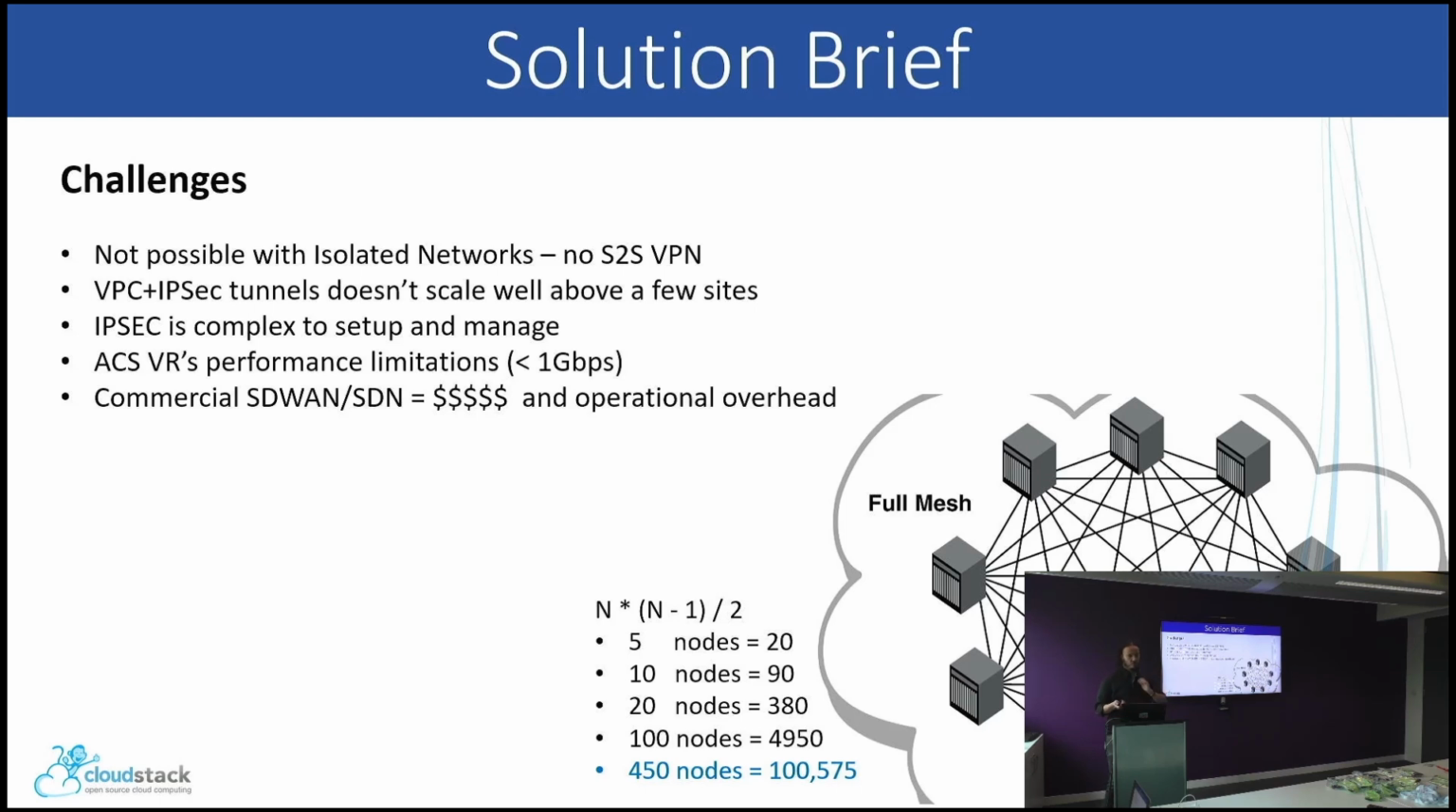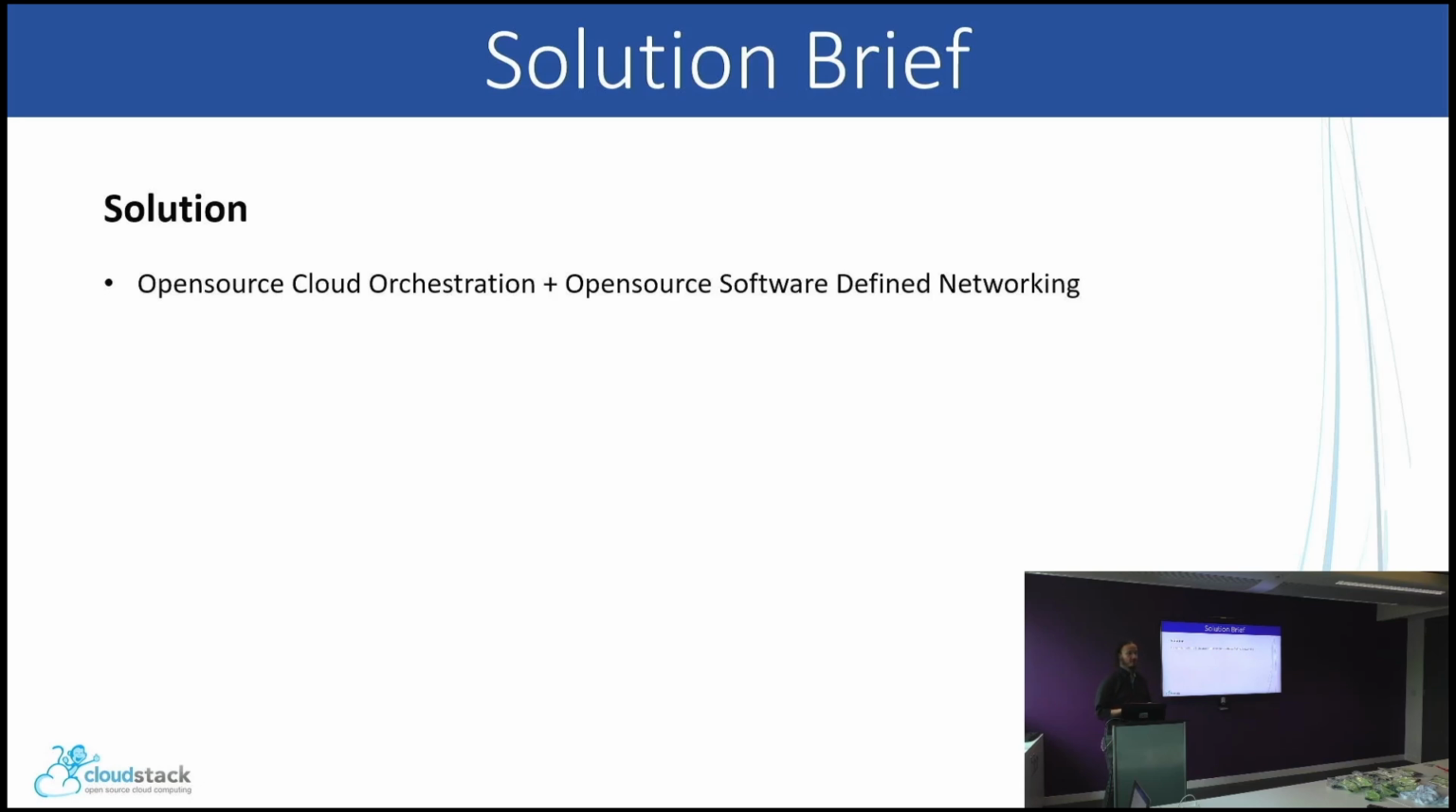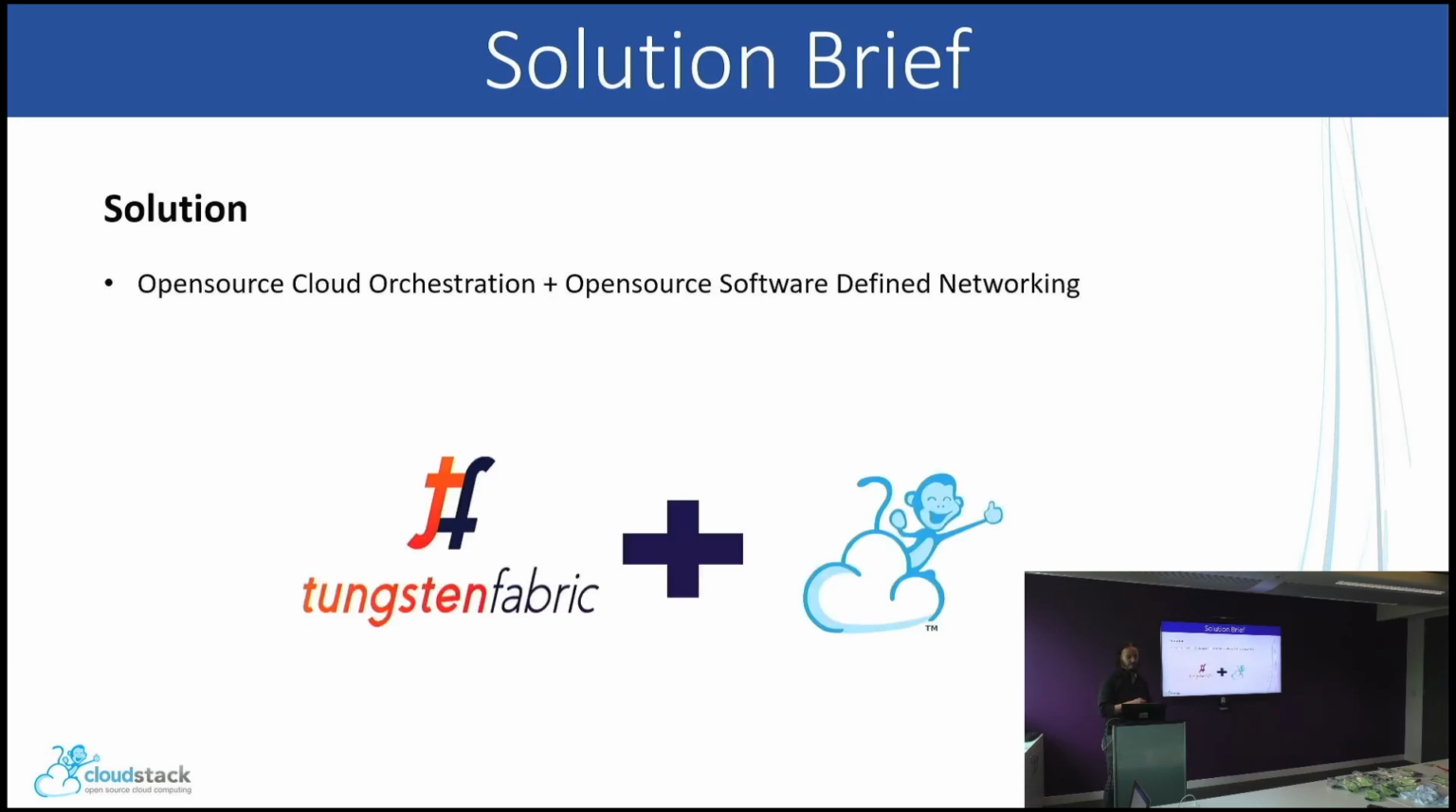It's a quadratic problem to do a full mesh. I highlight there 450 nodes because I worked on a project that needed a full mesh of 450 nodes, and that's 100,000 tunnels. You can do that with some commercial SD-WAN solutions, but very, very expensive. So what's the solution now? Open source cloud orchestration with open source software-defined networking, Tungsten Fabric and CloudStack.